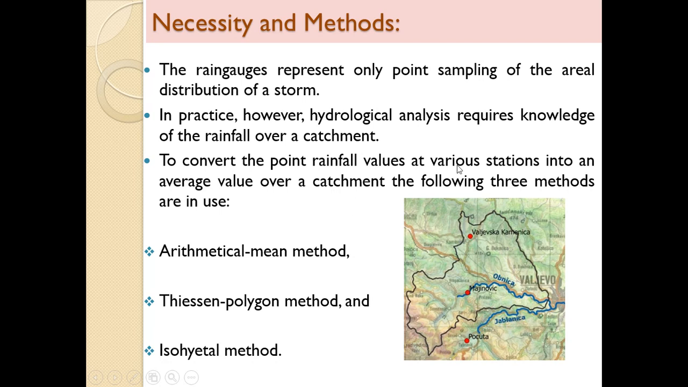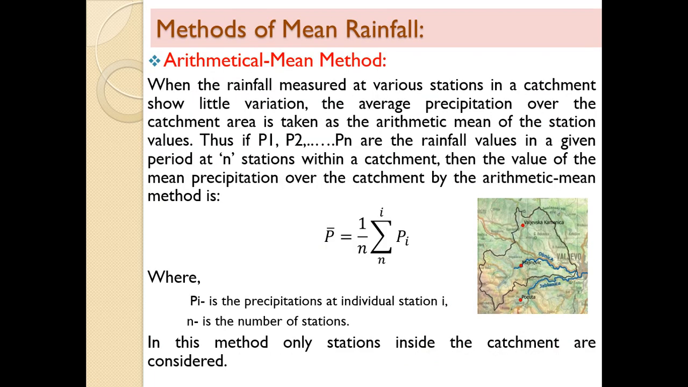For determination of this, three methods are in practice. One is called the arithmetical mean method, second is called the Thiessen polygon method, and last is called the isohyetal method. The very first is the arithmetical mean method. As the name suggests, it is the simplest method, based on the arithmetic average of the rain gauges.